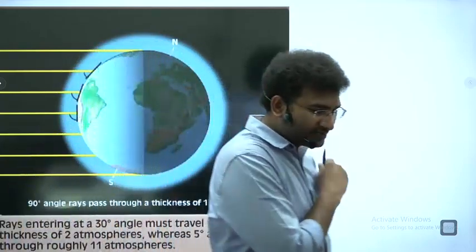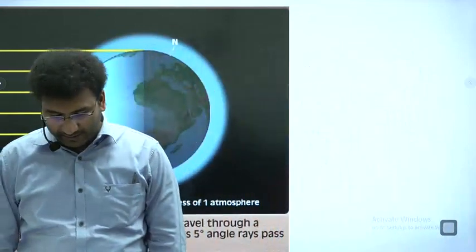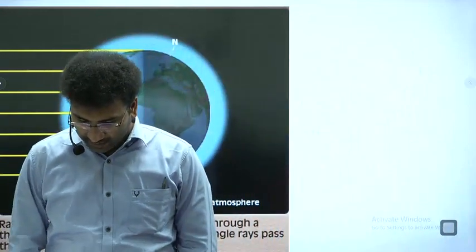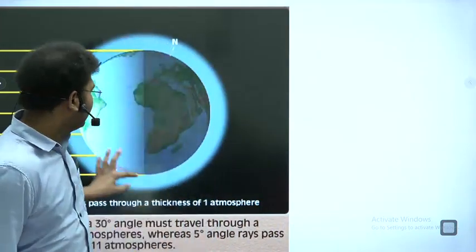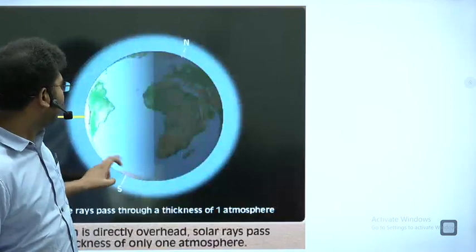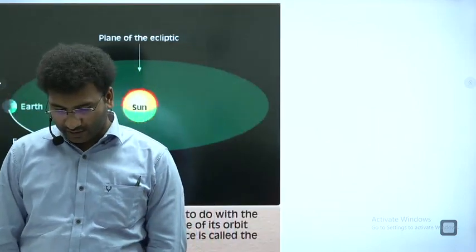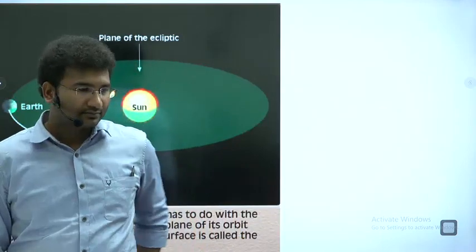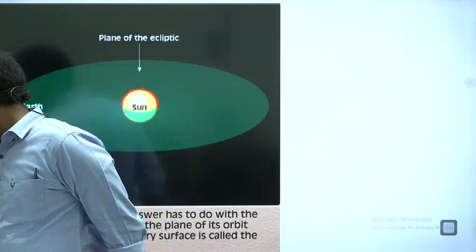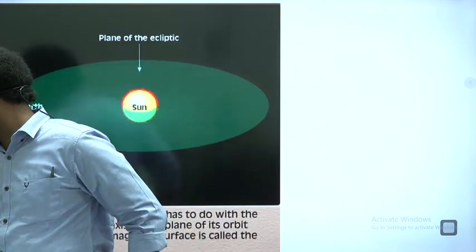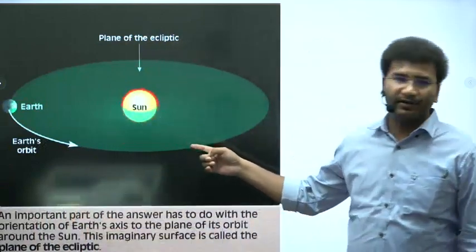The orbital plane is the plane of the Earth's orbit around the Sun. Very good online. Right? So this is what is called orbital plane.